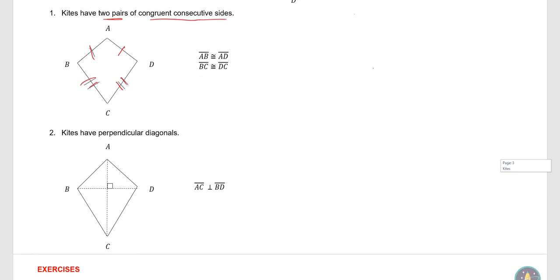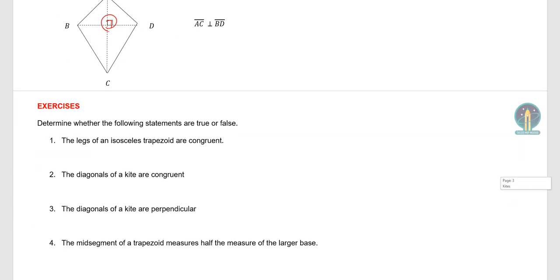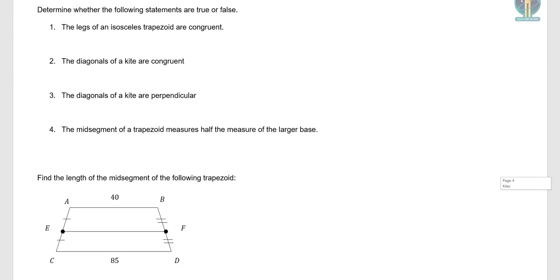Another interesting property of kites is that they have perpendicular diagonals. So if you drop the diagonals, they are perpendicular to each other. Okay, and here we have our exercises. Please pause the video, work on these, and come back for the solutions.